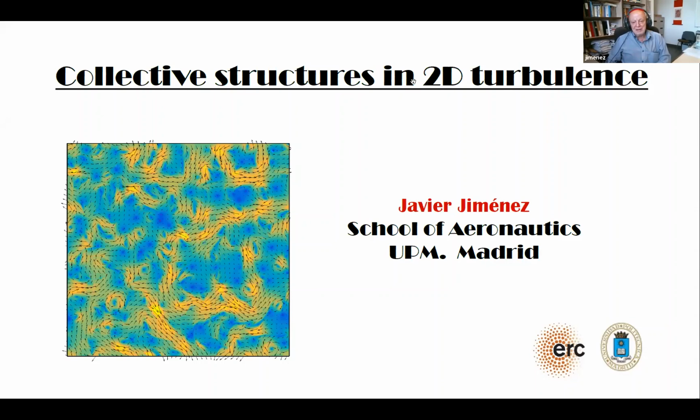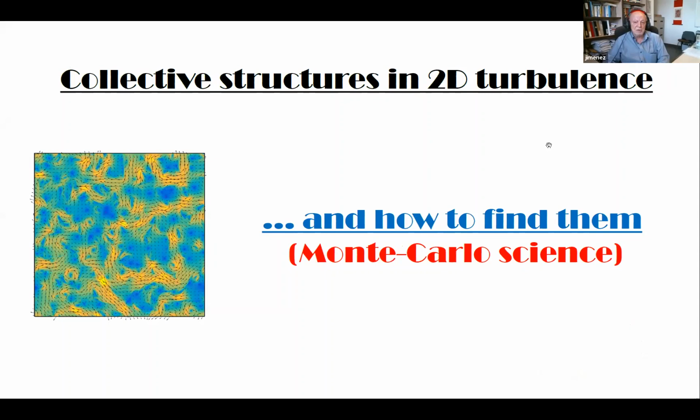Okay, so the subject of the talk is collective structures in two-dimensional turbulence. And there is a second subject: not only am I going to speak about the collective structure, but also about how to find it, because I think that's beginning to be more interesting than the two-dimensional turbulence itself. Let me tell you the history of this business for me.